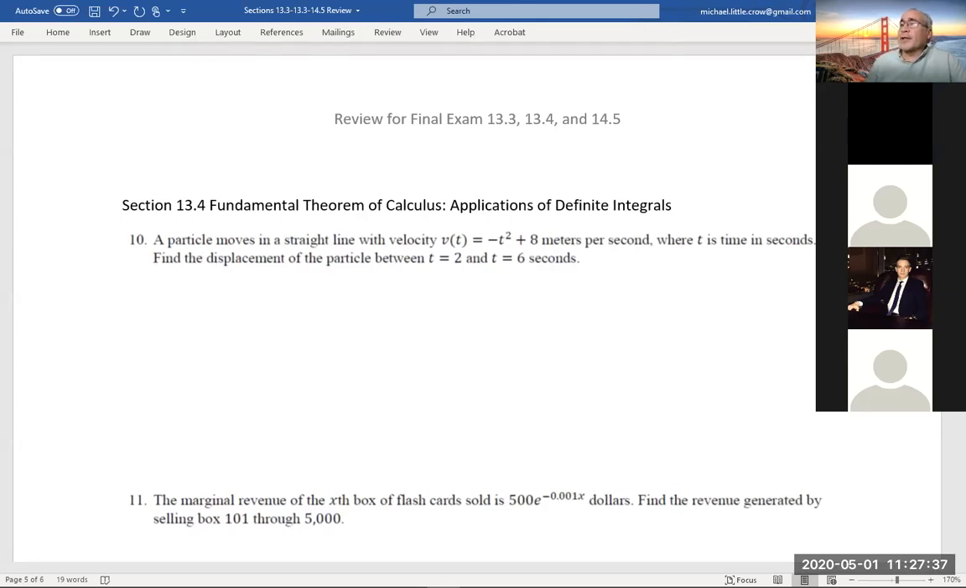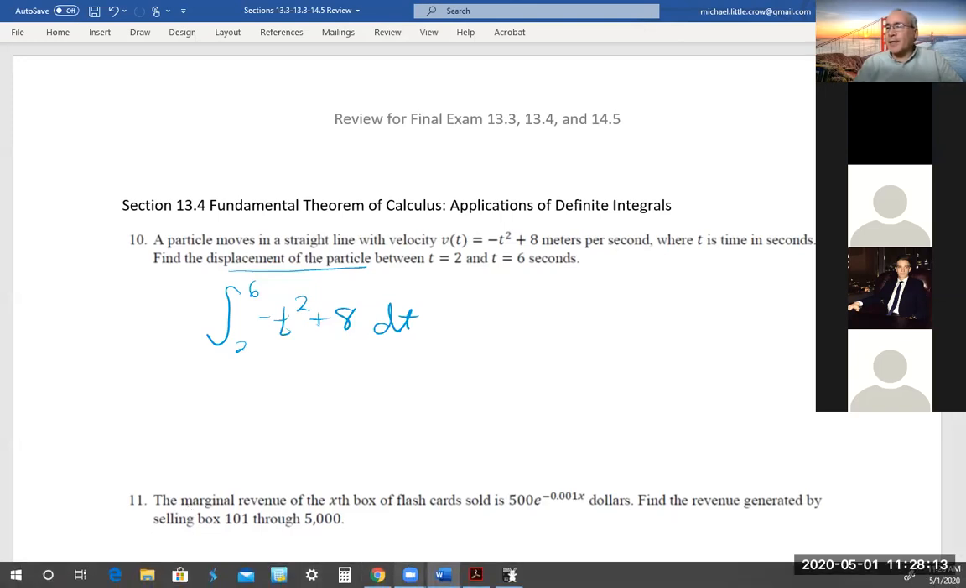Okay, so this one we're going to do: a particle moves in a straight line with velocity in meters per second, where t is time in seconds. Find the displacement of the particle between these times. That's the location change. It's an accumulation. It's the integral. So we're just finding the integral from 2 to 6 of minus t squared plus 8 dt. Okay, since we don't have any funky natural log or e's, we can just go ahead.